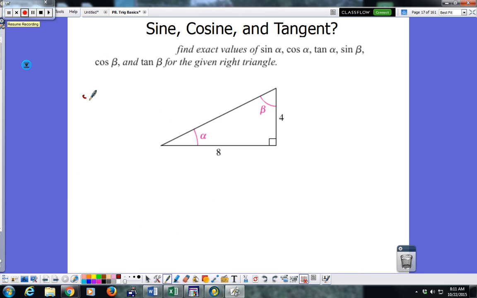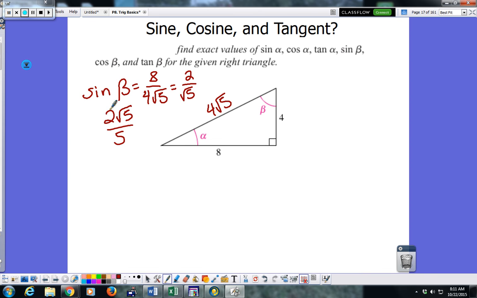Let's start with sine beta. And the only thing is you have a different opposite and adjacent here. Elizabeth, what is opposite of beta? And hypotenuse, I erased, but what was hypotenuse? 4 root 5, okay. So you have 8 over 4 root 5, which reduces to 2 over root 5, which is 2 root 5 over 5, which should look familiar.